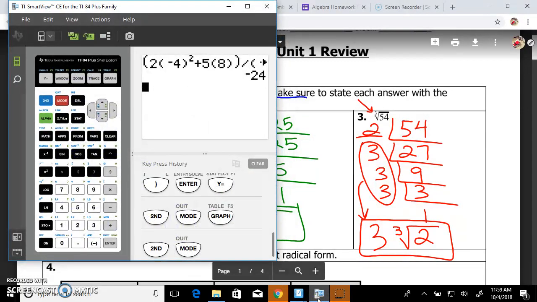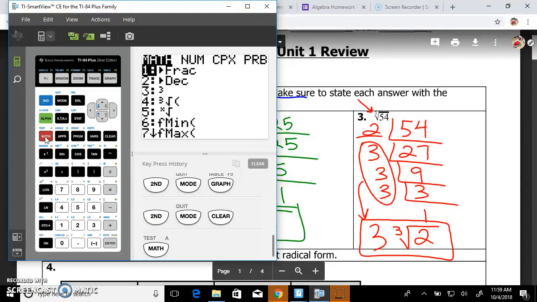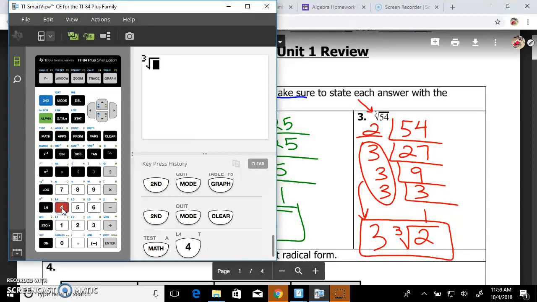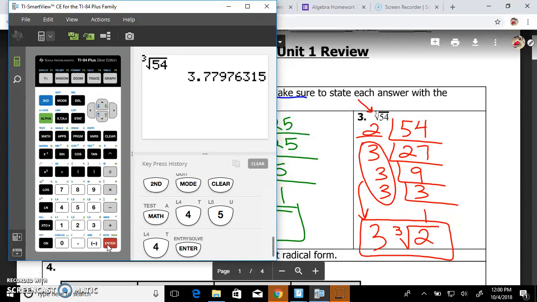With your calculator, you should always check your answers. So let's say I wanted to check number 3. Well, let's put the cube root of 54 in the calculator. Remember, a cube root, you have to go to math, and then it's that number 4 right there. So cube root of 54, enter. It's going to give us a decimal. Let's leave this decimal in our calculator, and now let's check our answer.